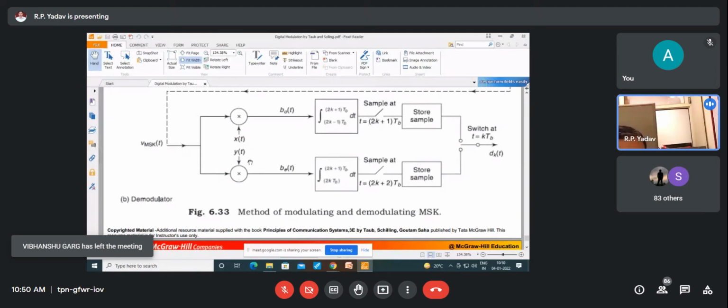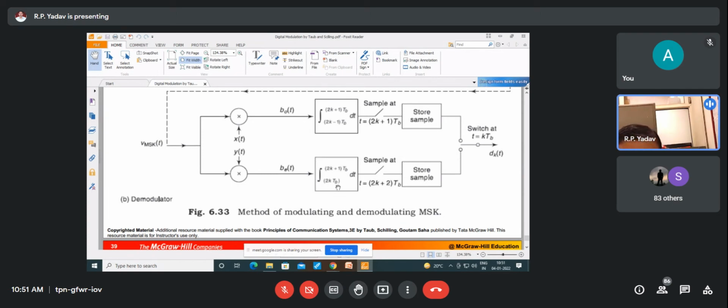So I multiply one incoming signal with xt, and another incoming signal with yt. This gives me b0t and bt. Then for the odd bits, that means 2k minus 1 to 2k plus 1, where 2Tb is the interval, I integrate it and pass it through. We have already studied the integrator and dump circuit.